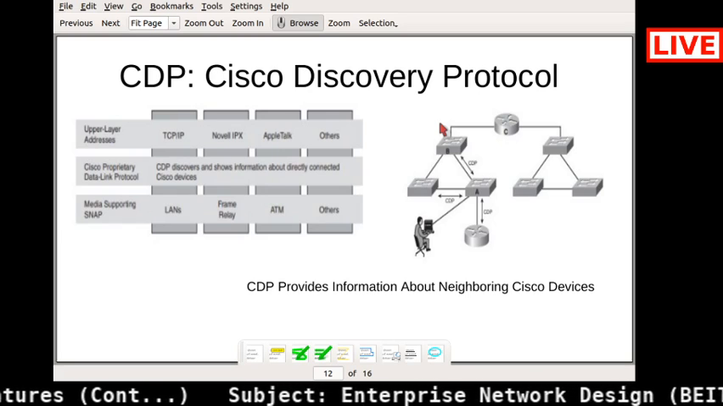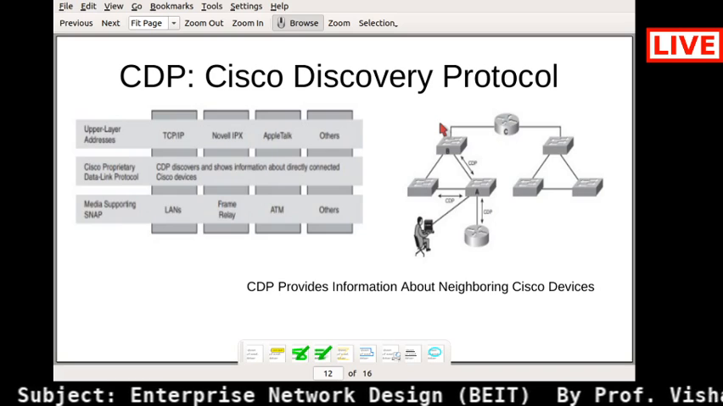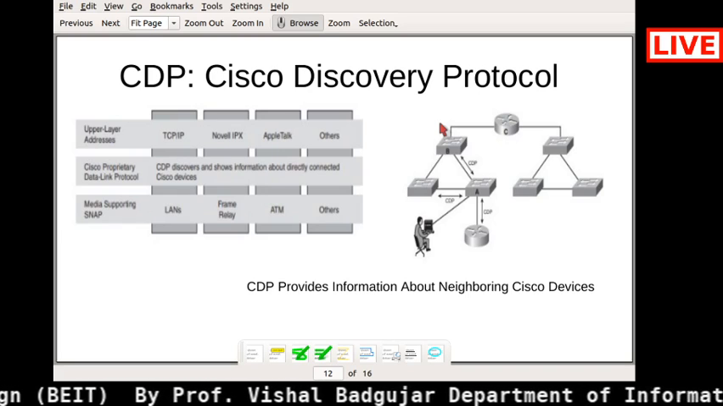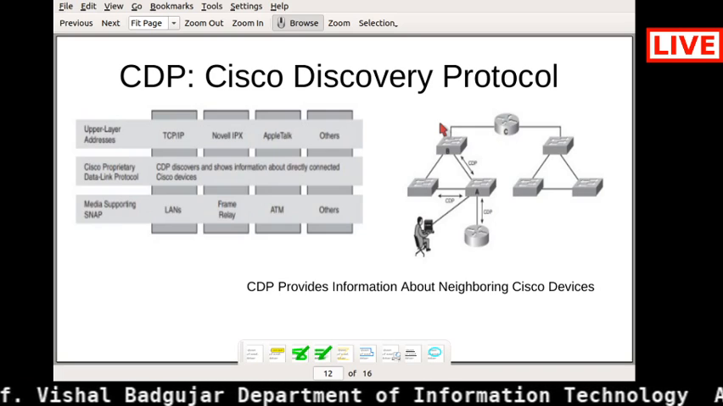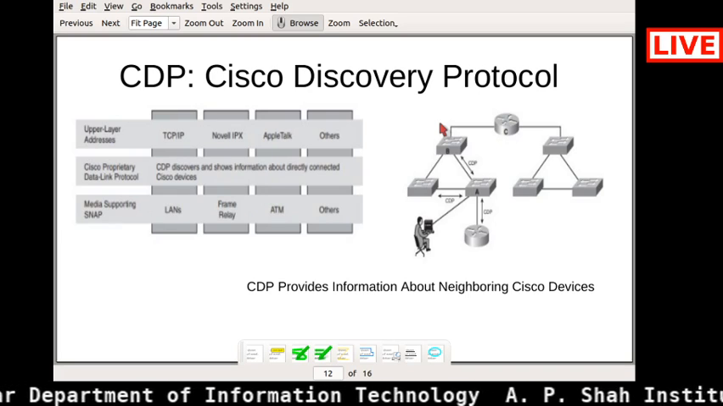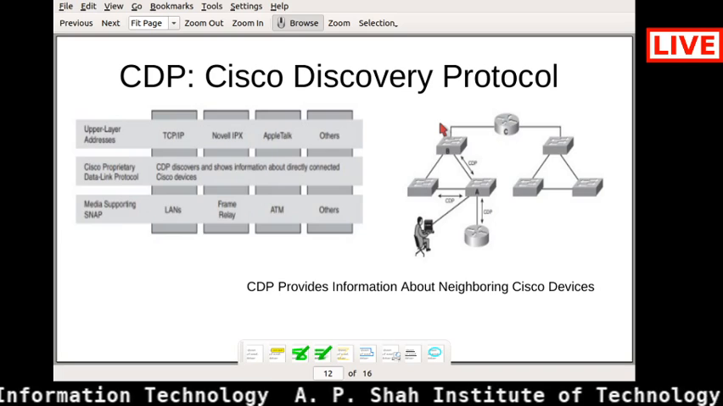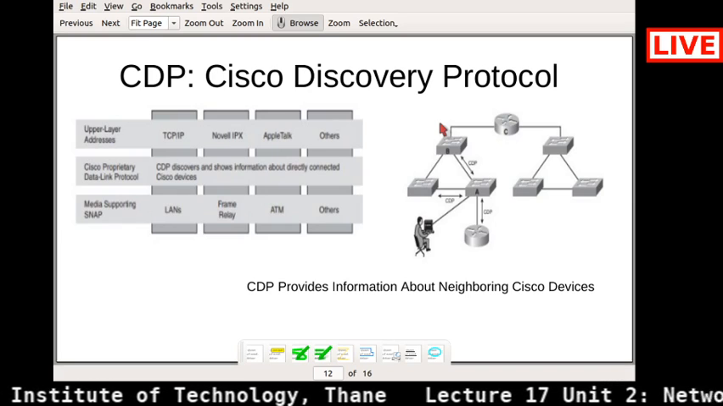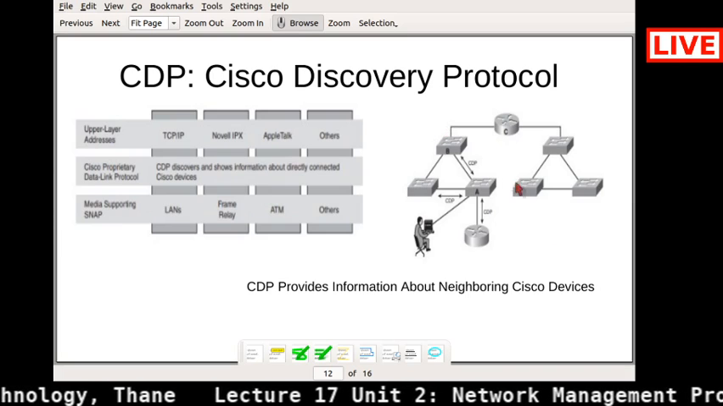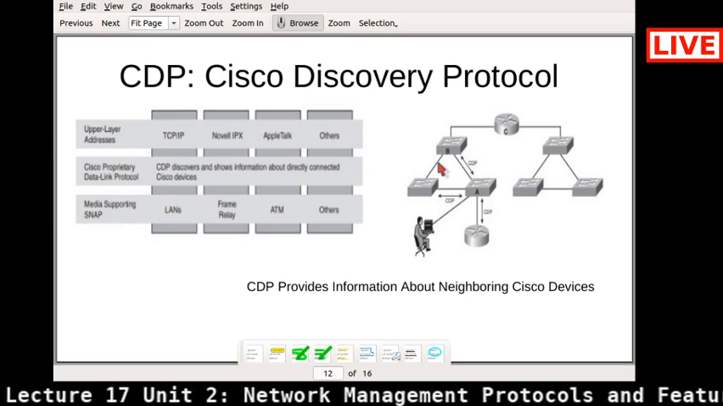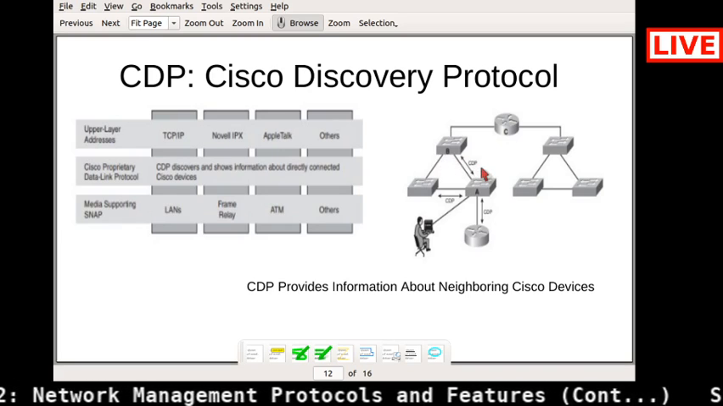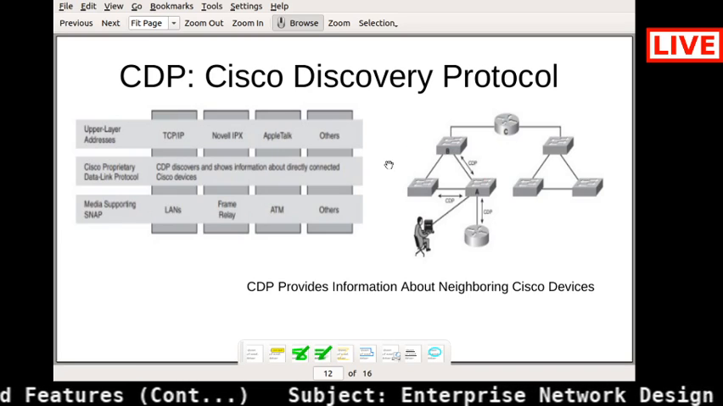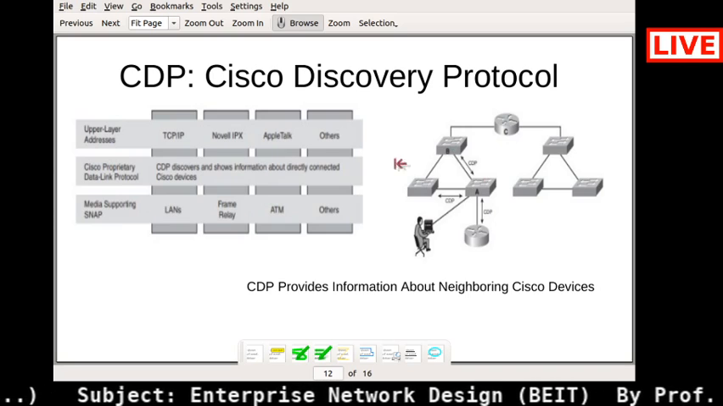So it can, from time to time, advertise its attributes to its neighbors, using multicast addresses. If the request is accepted by the neighboring devices, only then can it collect the information. Each and every Cisco device does the same, so this protocol can be used in a Cisco-based network. This is again a vendor-specific protocol, that is Cisco Discovery Protocol.